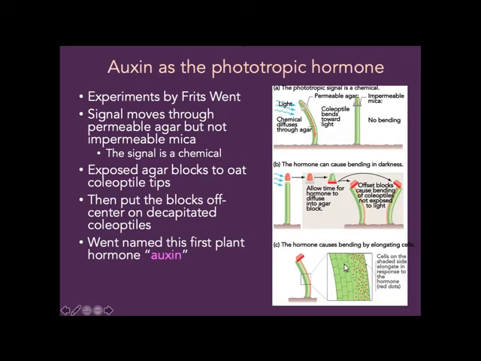So what this suggests is that the cells on the elongated side, or the cells on the shaded side, are elongating in response to the hormone. Okay. So Fritz Went named this first plant hormone Auxin. So Auxin is what we call that hormone that causes plants to bend in response to light. But later on, we identified the chemical formula for that, and so Auxin has two names. It's called Auxin sometimes, but it's also called indole acetic acid, or IAA, which is its proper chemical name.